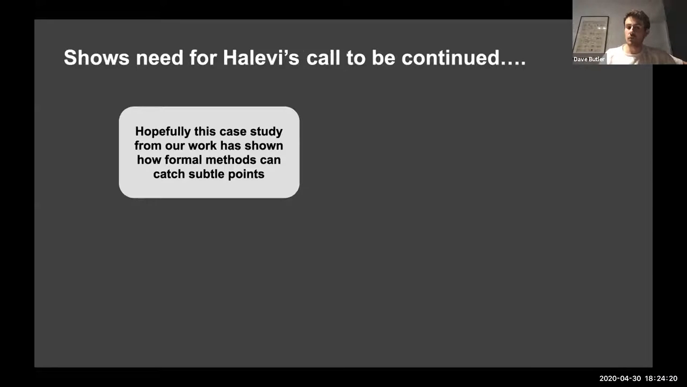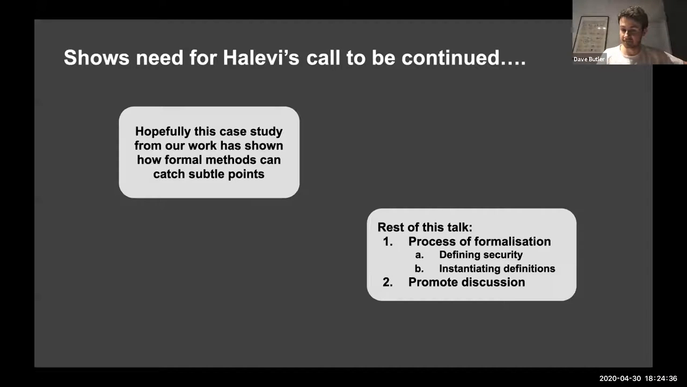So hopefully what this has shown, this sort of little case study, is that formal methods can catch these subtle points, these things that are perhaps overlooked in the literature because they're deemed very, very trivial. And it certainly wasn't a big issue when we changed the proof, but formal methods can catch these subtleties.